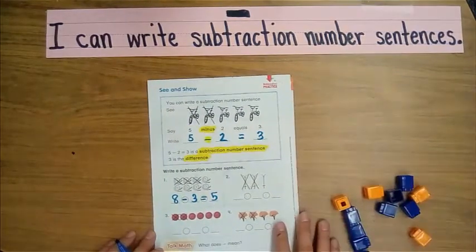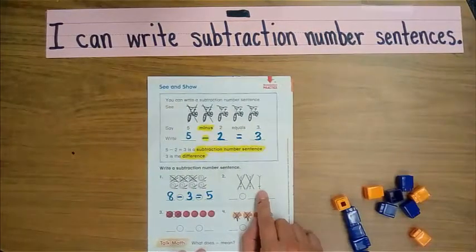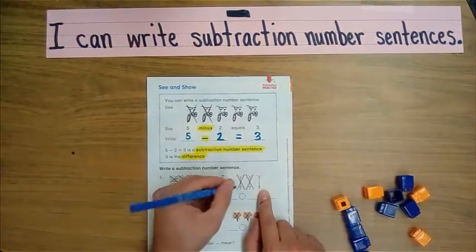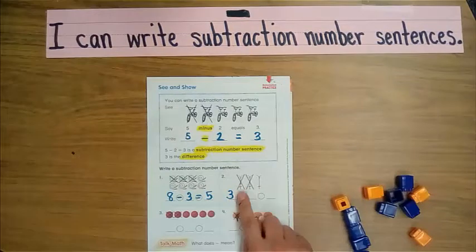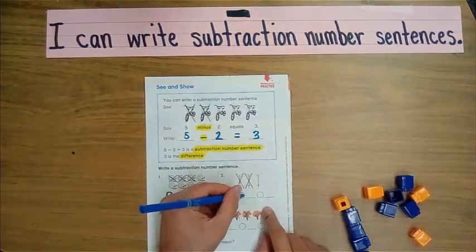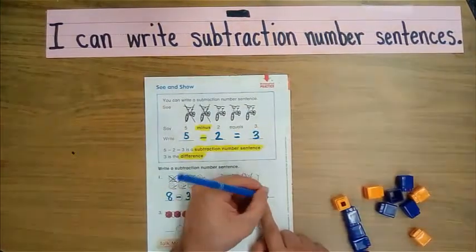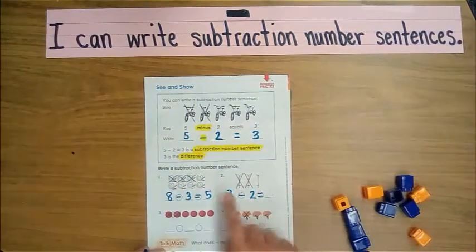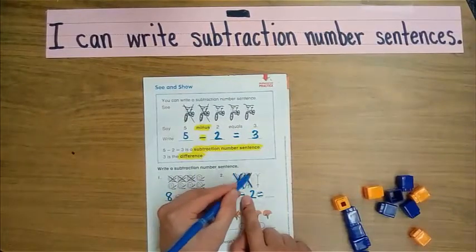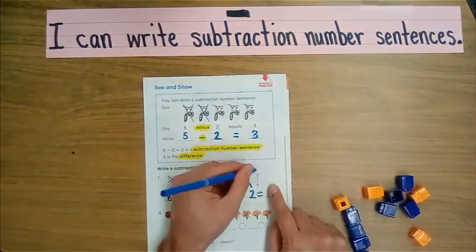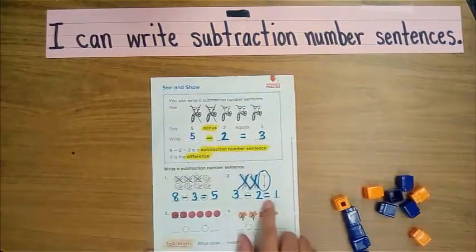Now, if you want to do it without blocks, you do it like this. You look at how many you have in each picture. So I have 1, 2, 3. I'm going to subtract how many? That's right, 2, because 2 of those have X's. So I'm going to say minus 2. And what goes here? You're right, the equal sign. So 3 minus 2, so these are the ones that they subtracted. How many do I have left? That's right, I have 1 left. So 3 minus 2 equals 1.